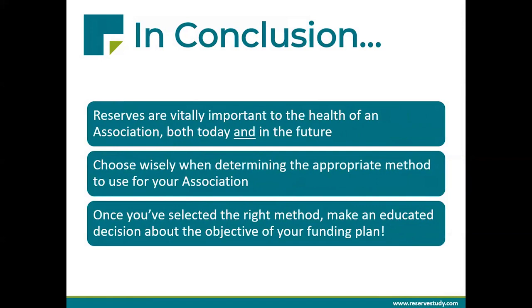Hopefully everybody agrees by now, reserves are incredibly important for associations in the present and then by extension in the future. But you don't get to the future unless you make good choices in the present, right? When you're designing your annual budget, we would encourage you to think hard, choose wisely about which method you're going to use to do that, right? Hopefully that means you're pooling your reserves. Once you've chosen that method, then make another smart choice about what the objective of your funding plan should be. I would say that baseline funding is better than nothing at all, but for a little bit more money, you can really set your community up on a path to greater financial success.